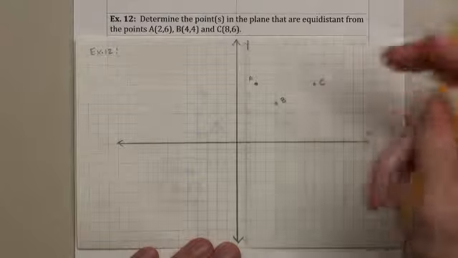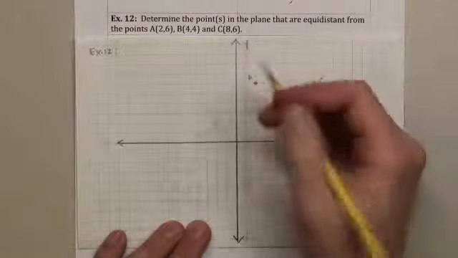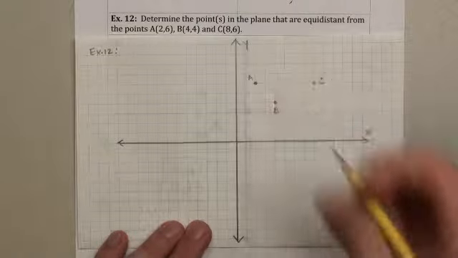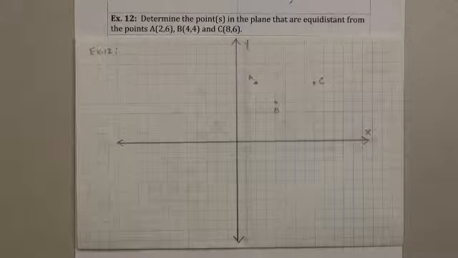That's C. Now I'm just going to move B, because I think it's going to be in the way. I'm just going to move the label B down here. I think that'll be out of the way. Determine the points in the plane that are equidistant from all 3 of those points.